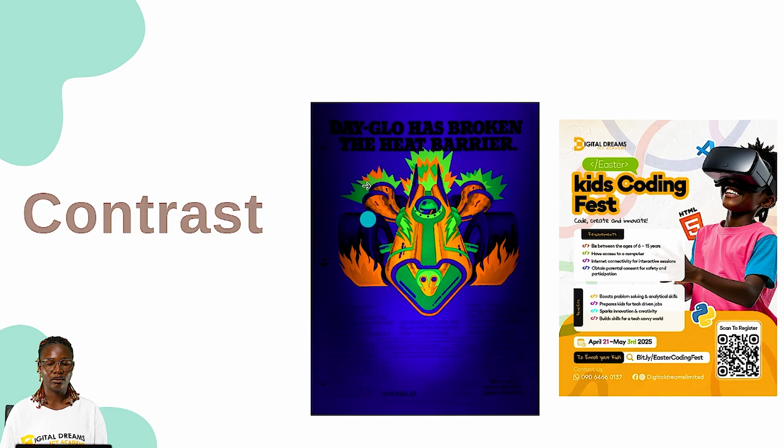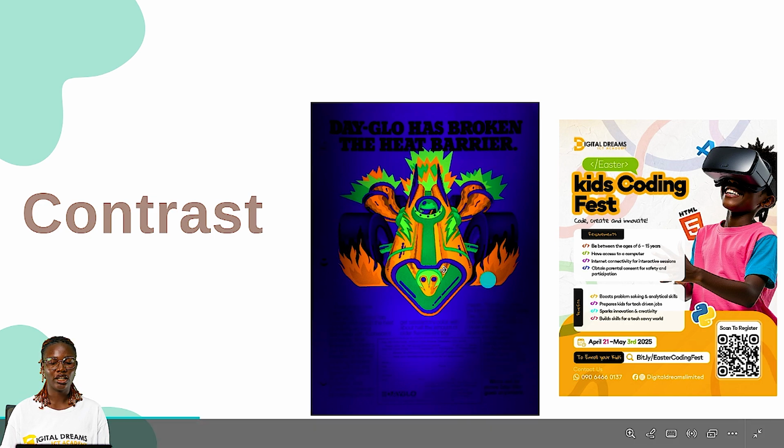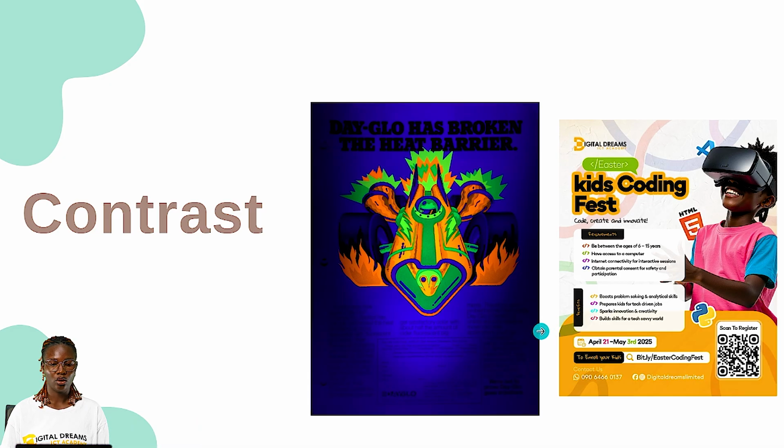Now let's look at this design. Here you can see that there is no good contrast. There is a text here, but I can hardly read it. Why? Because the background is a gradient and also dark colored, and the text was written in a dark color. Unlike here, a light background was used for this design. The text, like Kids Coding, was written in a dark color, making it easy for people to read.